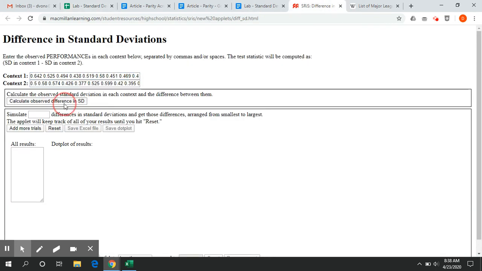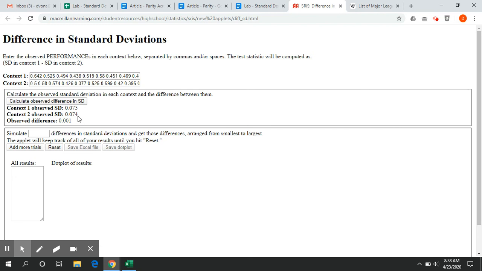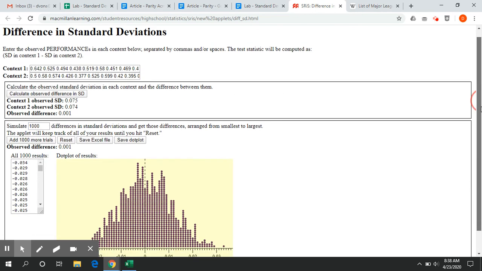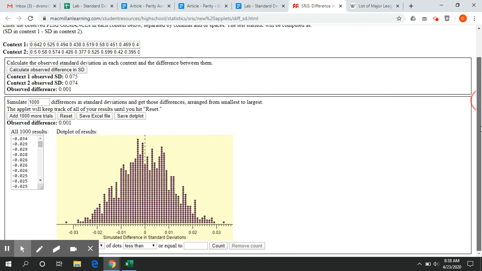All right. I'm going to calculate the difference. And again, you're seeing those two values that we just calculated in the spreadsheet. So there's my observed difference. I'm going to do the 1,000 trials just like we've been doing. All right. And again, if your observed difference is positive, you're counting the dots greater than the value. If your observed difference is negative, you're counting the dots less than that value.